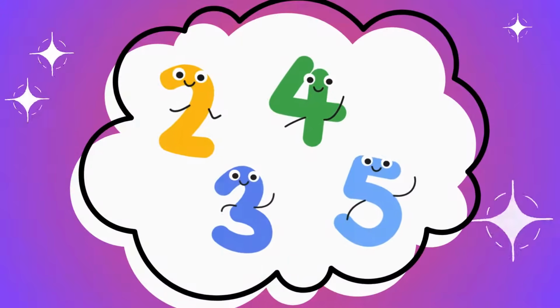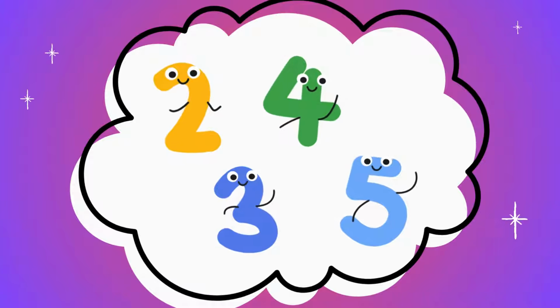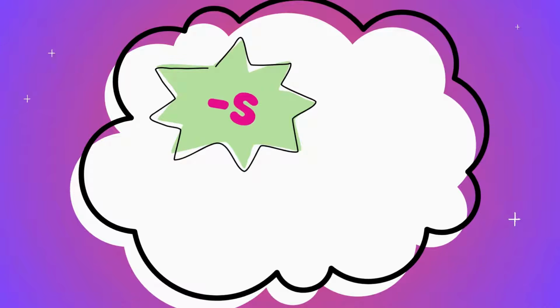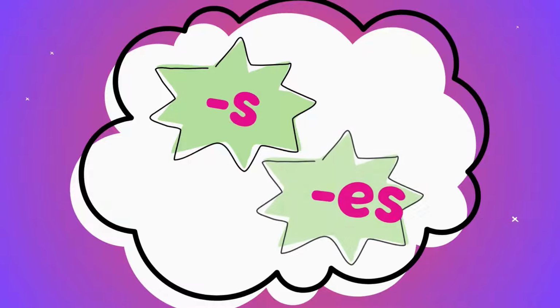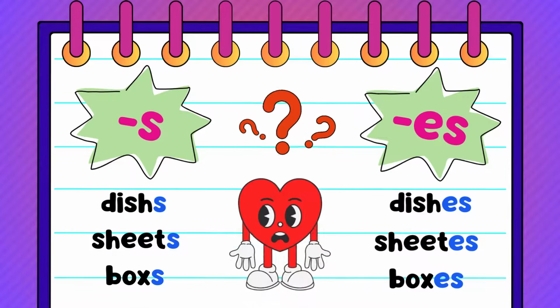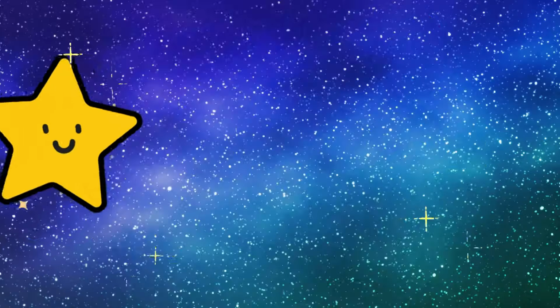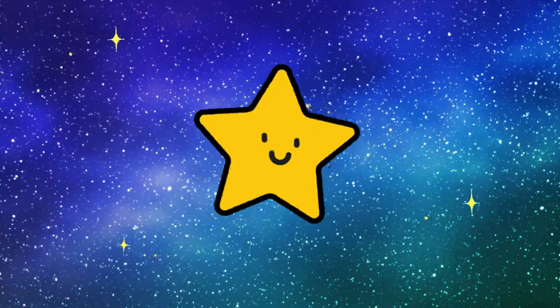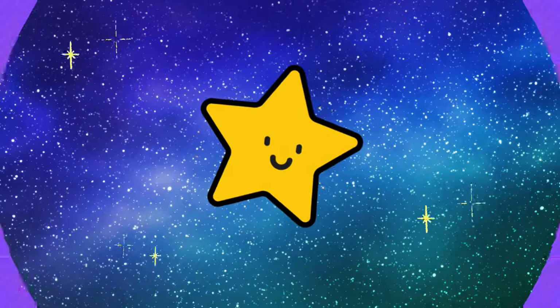I know that to make a word plural, or more than one, I have to add the suffix S or ES to the end of these words. How do I know which suffix to use? Sparkle the spelling star, will you please help me? Here I come, Huggy. I'm always happy to help my friends with spelling.